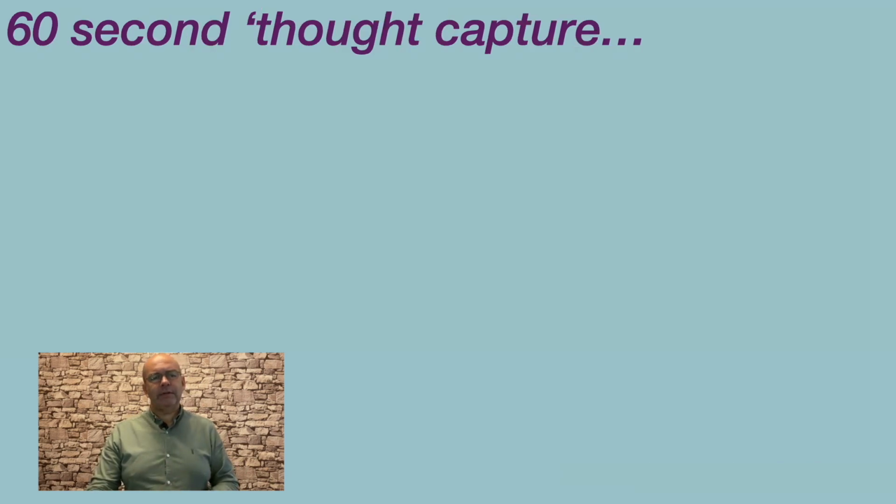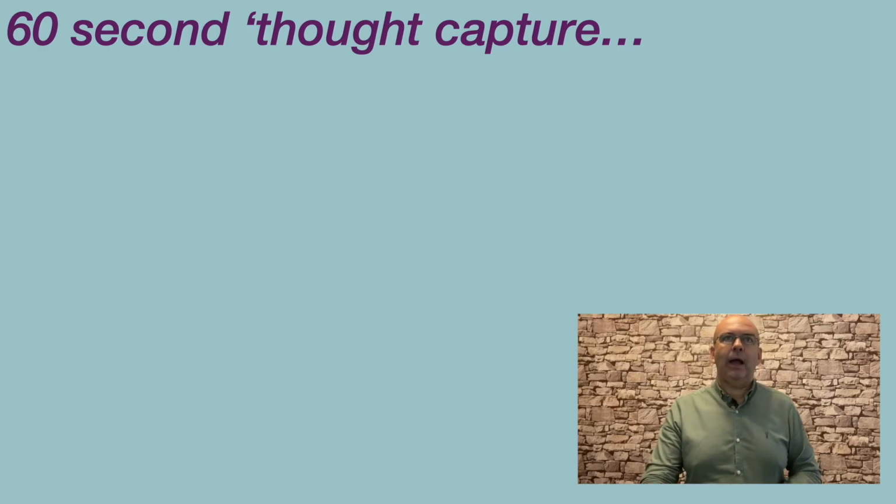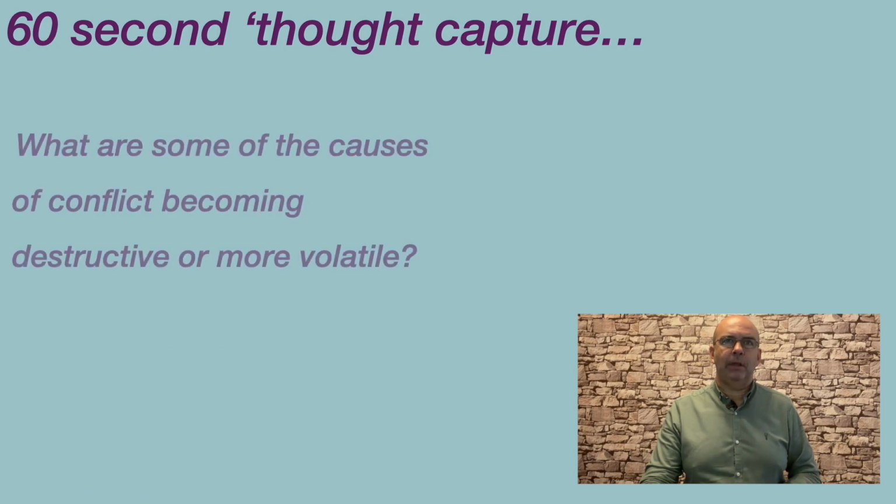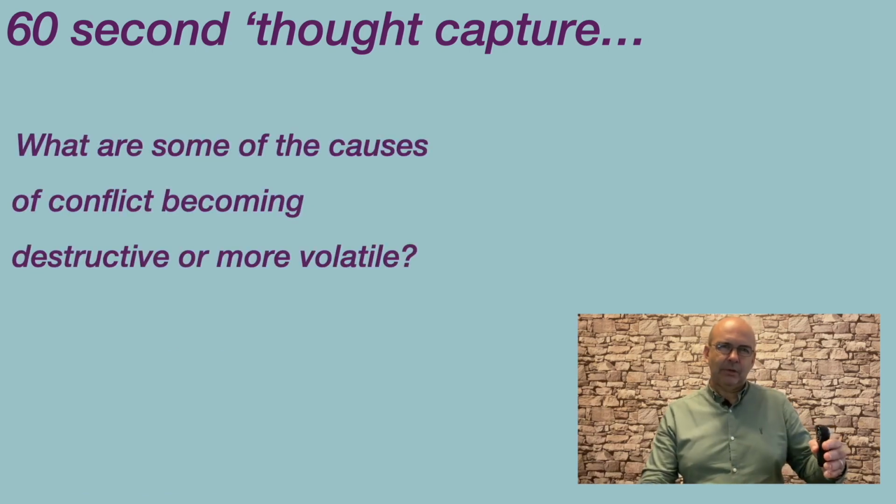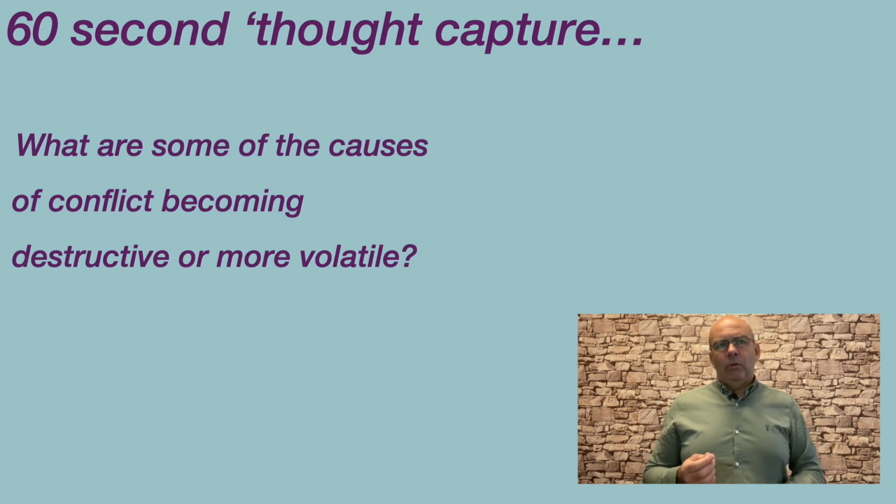So what I want to do is leave the video running, and what I want you to do is consider the question: what are some of the causes of conflict becoming more volatile? We've looked at destructive and we've looked at the constructive aspect of it. What are some of the causes that lead it from going constructive to destructive? What do you feel are some of those underlying things, the issues, the situations, the factors that play into that?